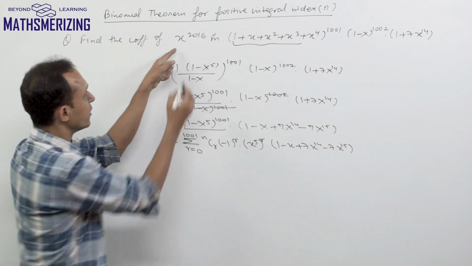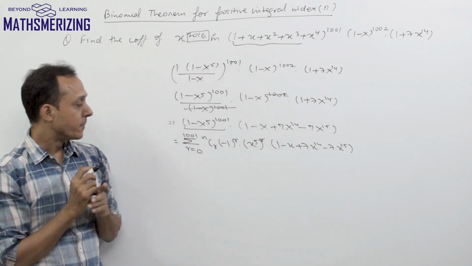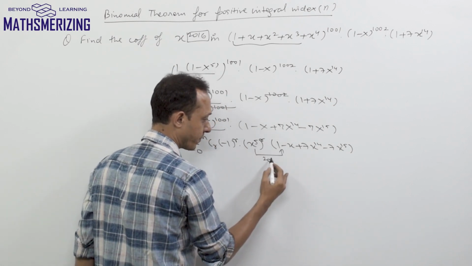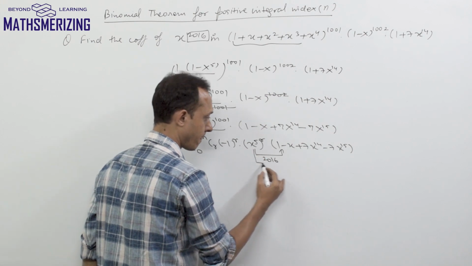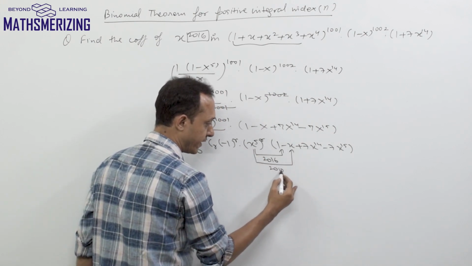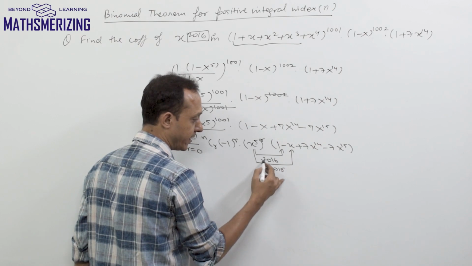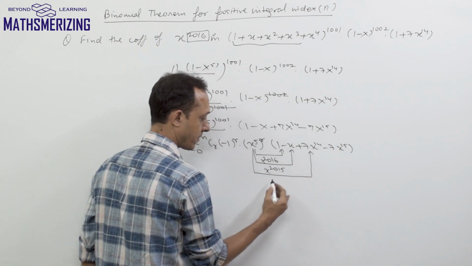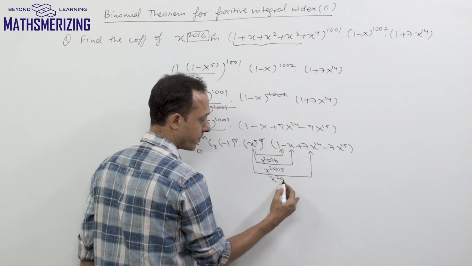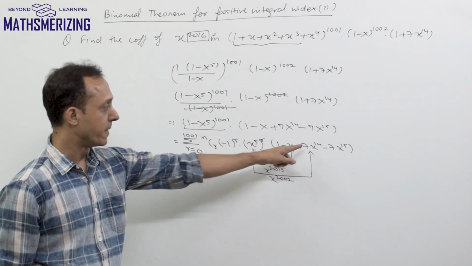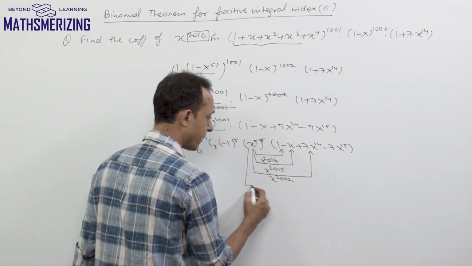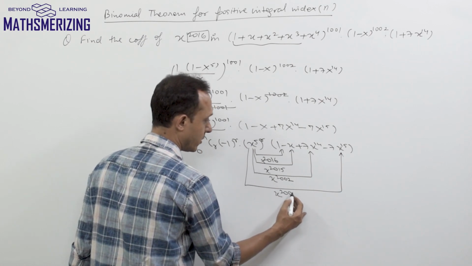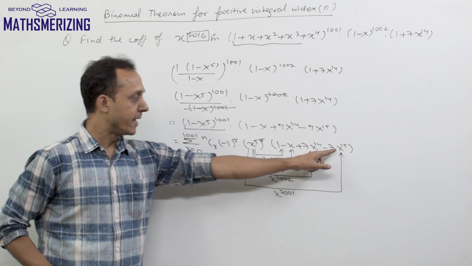Now I need to find the coefficient of x to the power 2016. Now I'll get 2016 when x to the power 2016 gets multiplied with 1, when x to the power 2015 gets multiplied with x, when x to the power 2002 gets multiplied with x¹⁴, and when x to the power 2001 gets multiplied with x¹⁵.